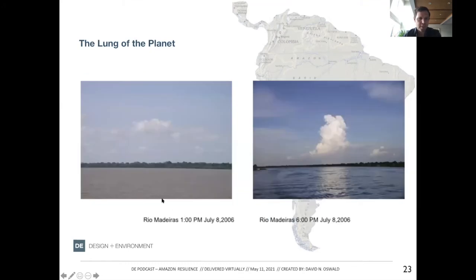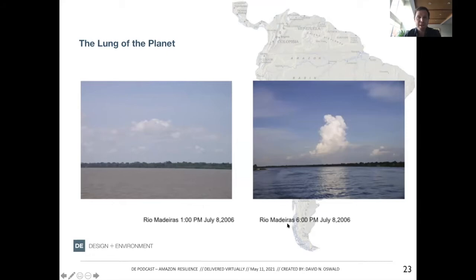The next photo on the left-hand side is taken at 1 p.m. Actually, it's the same day at 1 p.m. So you can see what's starting up there. It's becoming a little less clear, right? You can see things are starting to happen.